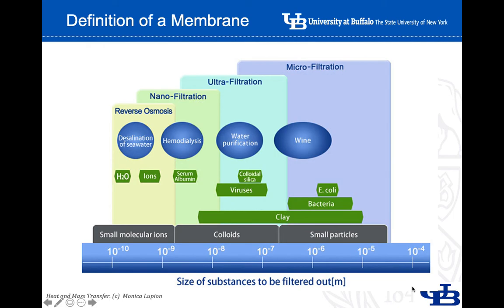And finally, if we move even further on your left, very, very tiny particles, if we use reverse osmosis, we're able to separate those particles. An example is the desalination of seawater. So we separate ions or salts from water in order to reduce the concentration of the salt ions in water and therefore make the water drinkable.